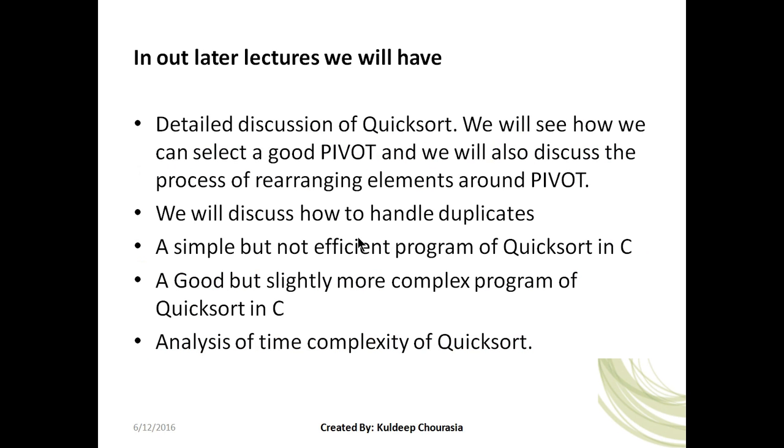In our later lectures, we will have a detailed discussion of Quicksort. We will see how we can select a good pivot, and we will also discuss the process of rearranging elements around pivot. We will discuss how to handle the duplicates. Then I will present you a simple but not efficient program of Quicksort in C. Later, I will also present you a slightly more complex but a good program of Quicksort in C language. Finally, we will have the time complexity analysis of Quicksort.